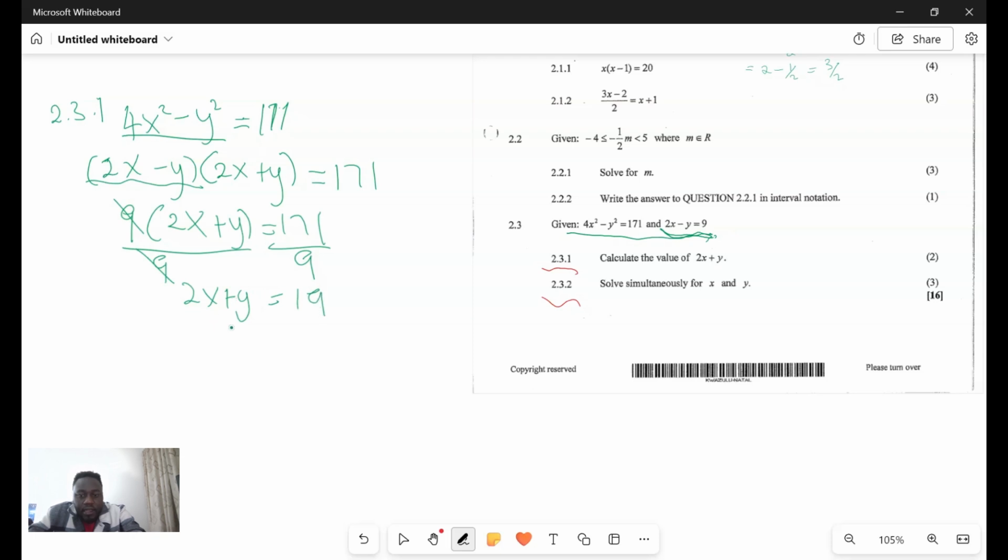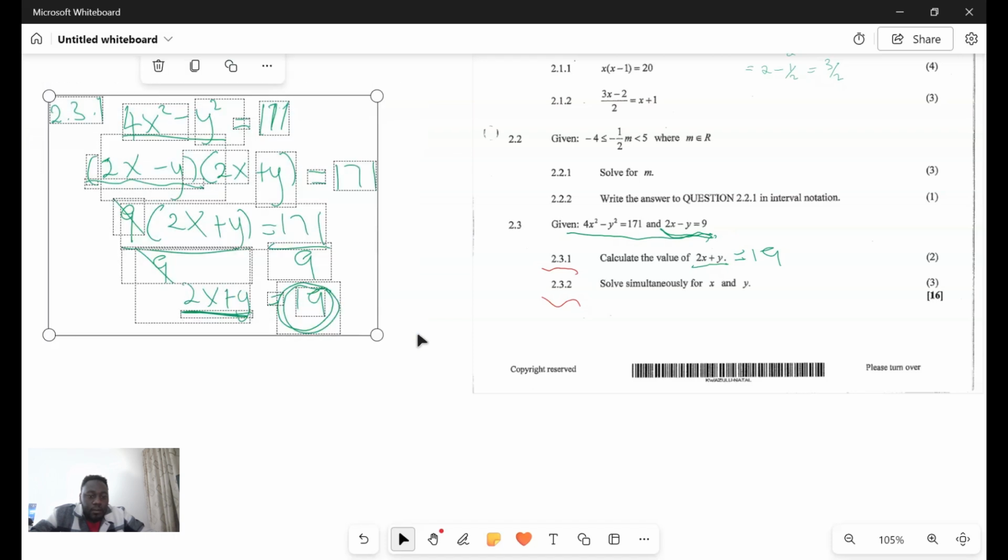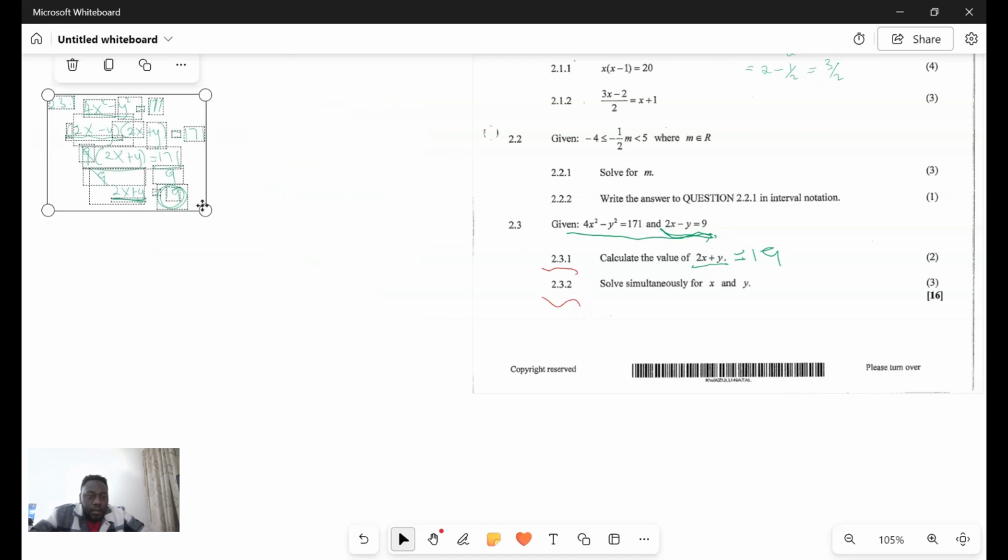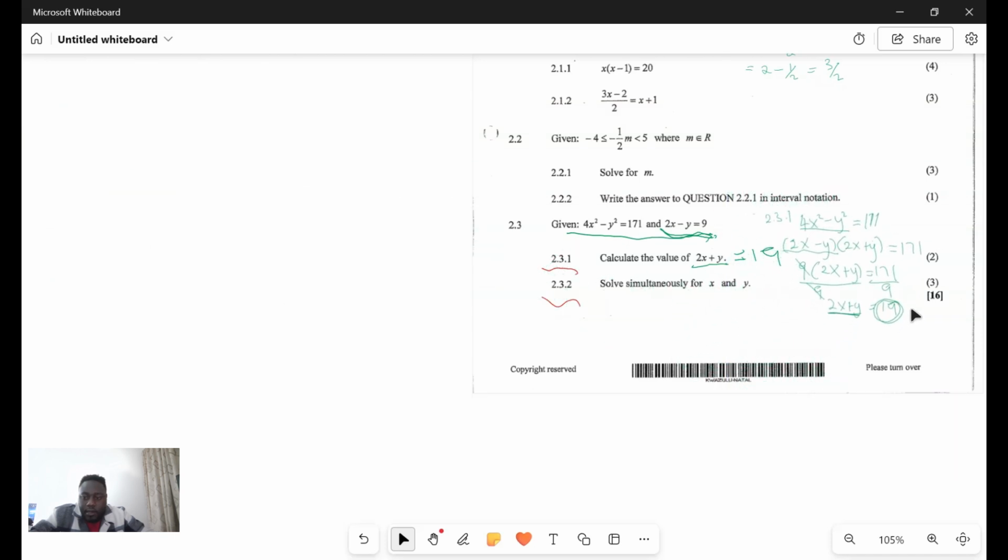Then from there, 2x plus y, do you see this 2x plus y? It's this one which is here. It means our 2x plus y is just going to be equals to 19. I hope you understand. And then now they say solve what? Solve x and y simultaneously. So let me just keep this and place it for your reference.